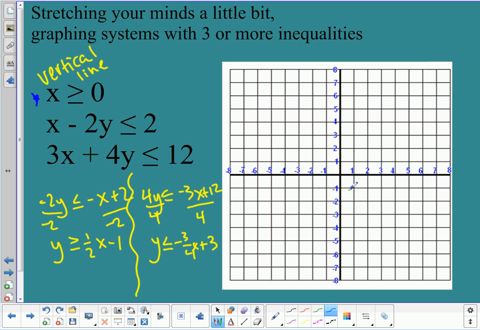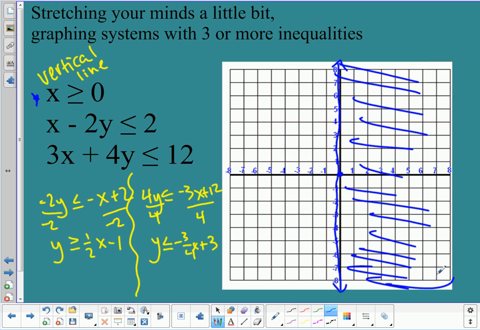X is greater than or equal to 0. So x value of 0 is right there. So the x is greater than or equal to 0 is really the x-axis, and then everything shaded to the right, because greater than 0 goes to the right on the x-axis.